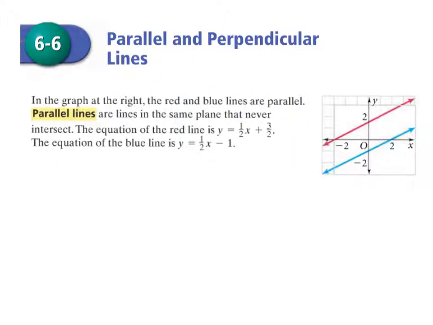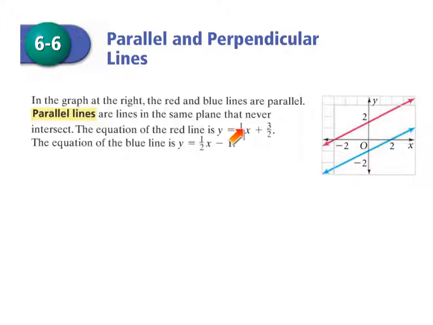Now, in the graph at the right, the red and blue lines, let's just look at this. The red and blue lines, they're parallel. Parallel lines are in the same plane, but they never intersect. Now notice what it says here about their equations. The red line has an equation of y equals 1/2 x plus 3/2. The blue line is y equals 1/2 x minus 1. What do you notice about their slopes?